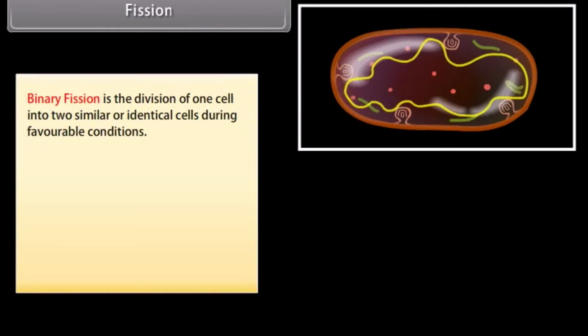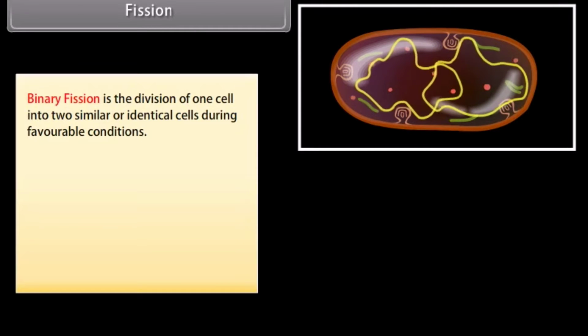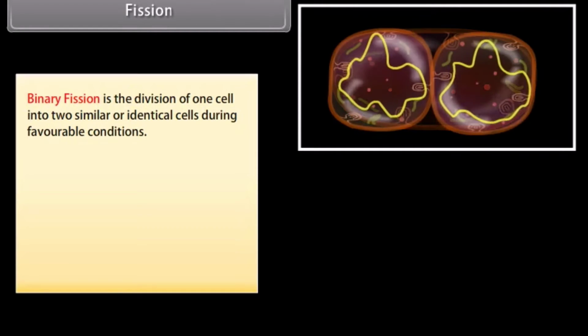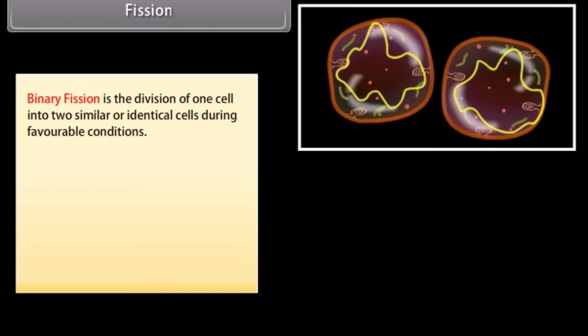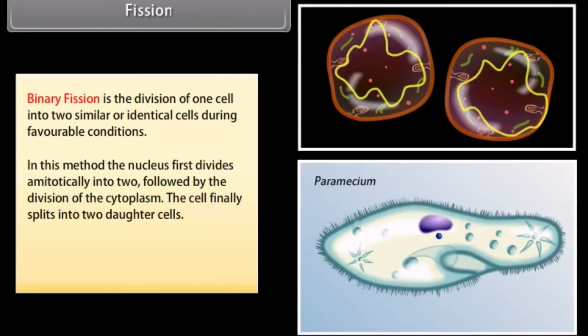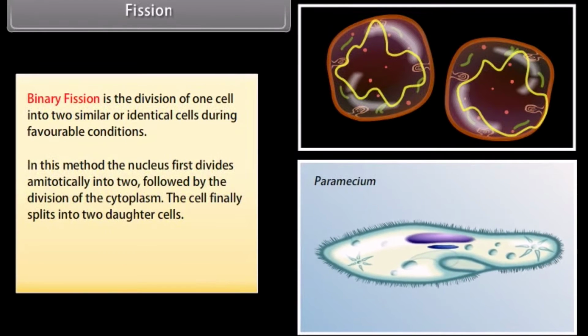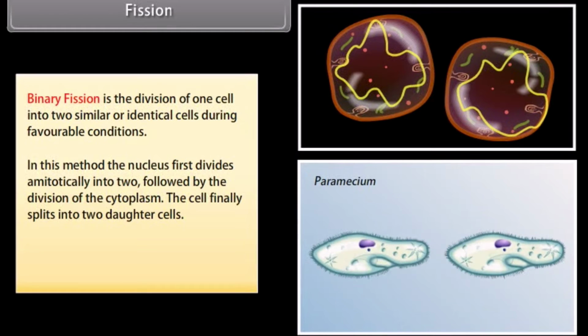Binary fission is the division of one cell into 2 similar or identical cells during favorable conditions. In this method, the nucleus first divides amitotically into 2, followed by the division of the cytoplasm. The cell finally splits into 2 daughter cells. Examples: bacteria, yeast, euglena, amoeba, and paramecium.